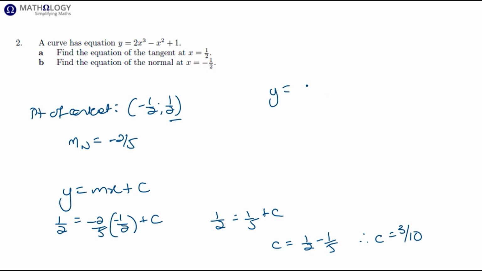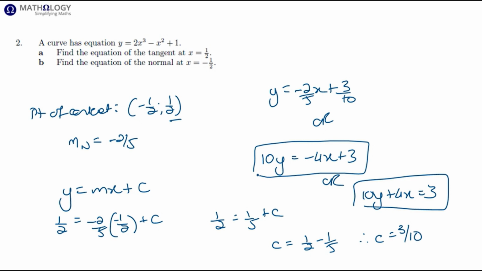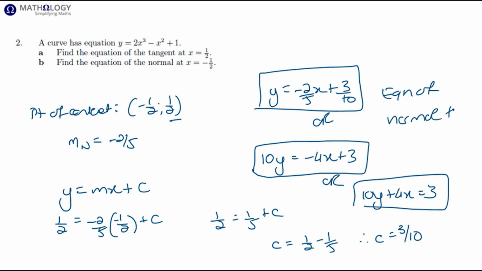So y equals minus 2 over 5 x plus 3 over 10, and a better form is 10y equals minus 4x plus 3, and an even better form would be 10y plus 4x equals 3. It's just a neater way to express the equation of a normal. So these forms represent the equation of the normal to f of x at the point minus a half.